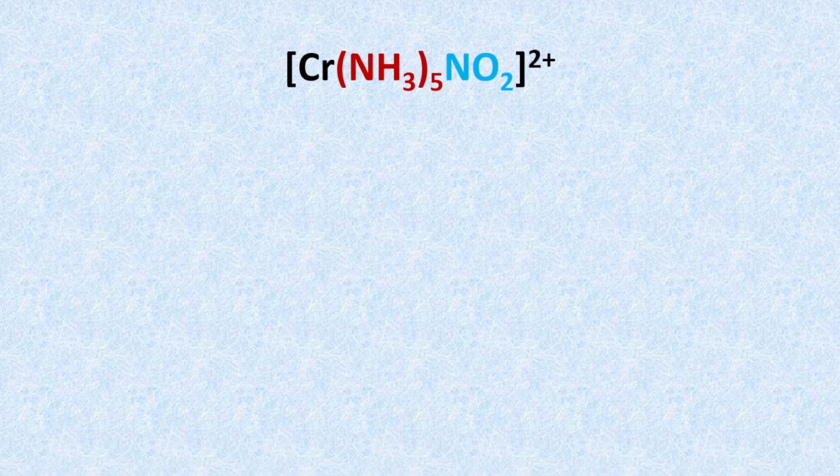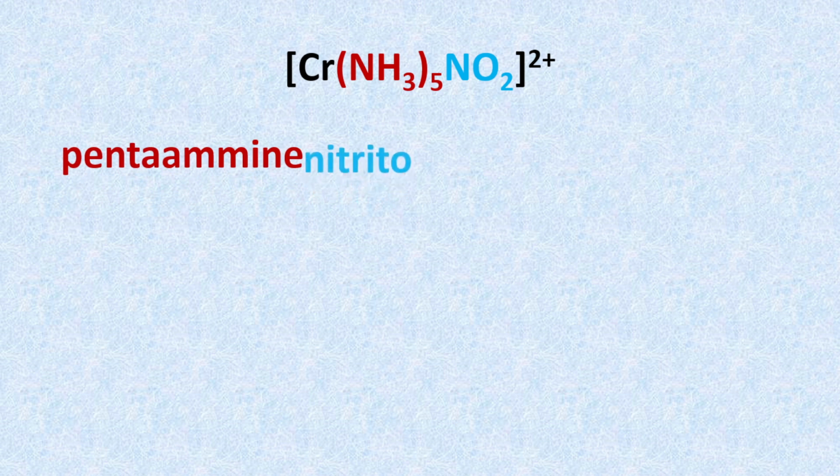Consider the following example of chromium. Here we have two ligands, amine and nitrito. Alphabetically, amine will come first, so pentaamine, then nitrito. Since the nitrito ligand is bonded to chromium through the nitrogen atom, the capital N is added along with the hyphen mark. Amine is a neutral ligand while the nitrito ligand carries a -1 charge.